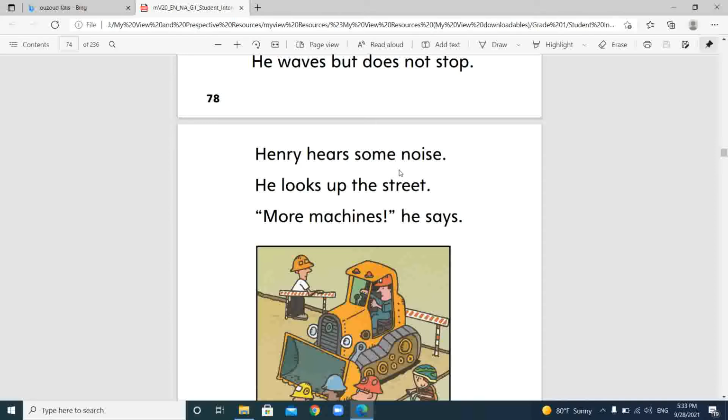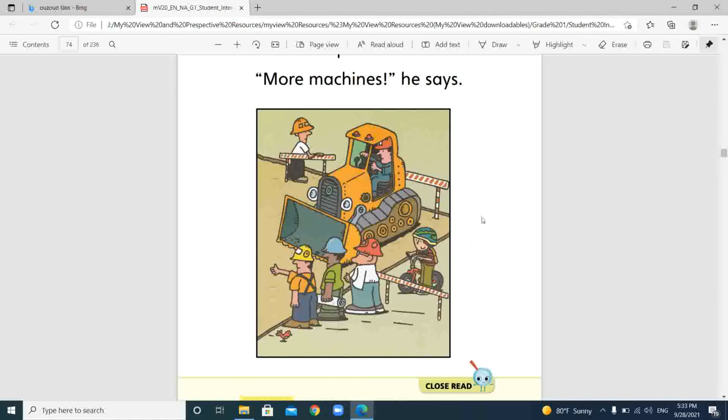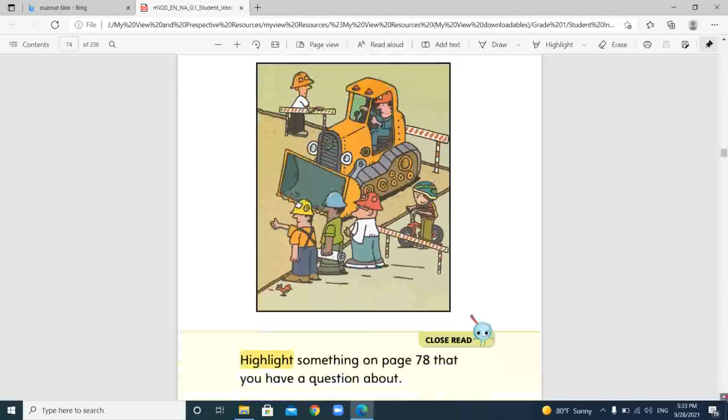Henry hears some noise. So while he's riding his bike, he hears something with his ears. There's a noise, a sound. Noise means sound. He looks up the street. More machines, he said. So while he's riding and going down the street, he hears something, and then he sees something. What does he see? He sees more machines. He sees big machines, and they're making noise.